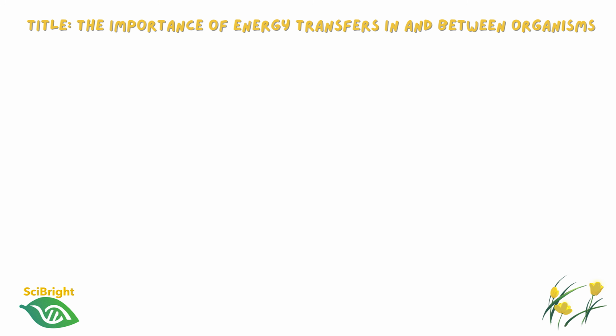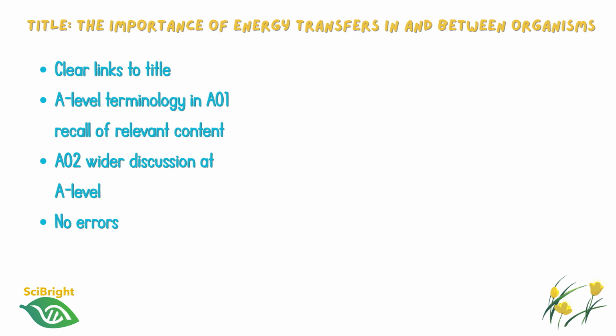So before you apply what you've learned in the video, let's recall the key points that you are going to be looking for in the next paragraph. Clear links to the title using words from the question stem, A-level terminology in both AO1 recall and AO2 wider discussion. And the AO2 must be wider discussion of topic links, not a detailed recall of a related topic. Not the above processes cannot happen, and not a GCSE vague reference to survival and function.